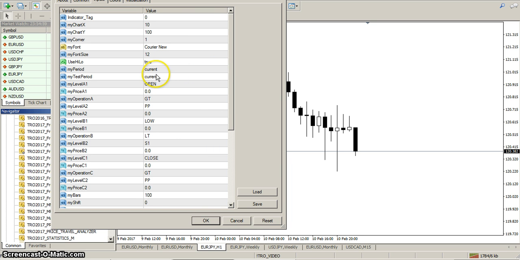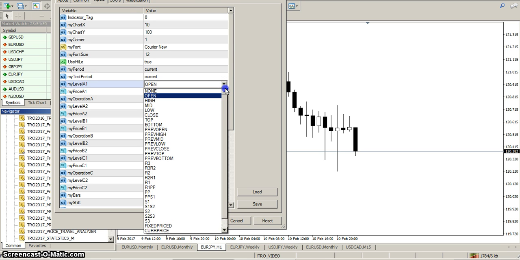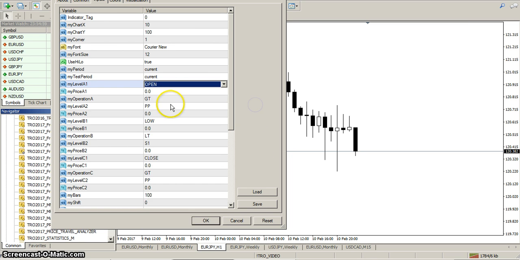And you see here, we're looking at the periods, the current period, and we've got different price levels. As you can see, we've got open, high, mid, low, close, top and bottom, the previous. We've got the pivots. You can put in a fixed price. You can use the current price. You can use the current fib level, or you can use the previous fib level. And you get to do that on both sides of the equation. Basically, you can do it with 1, 2, or 3 conditions.